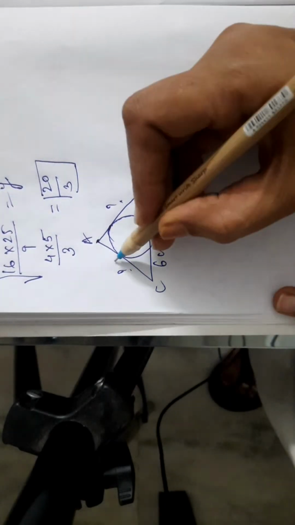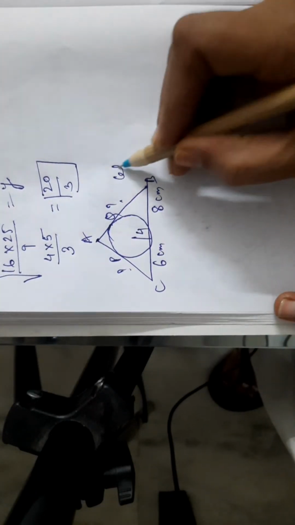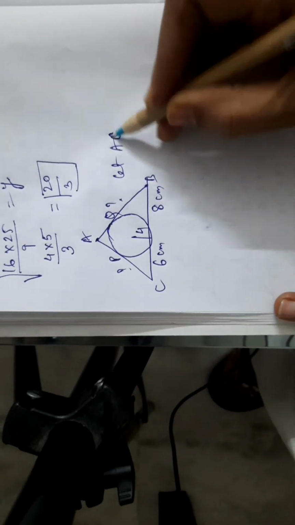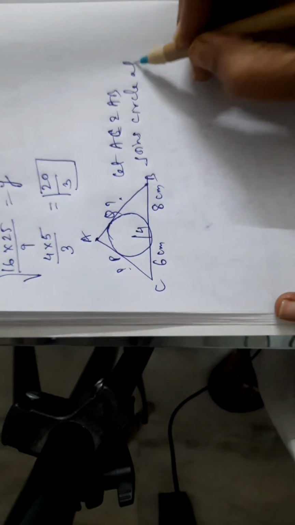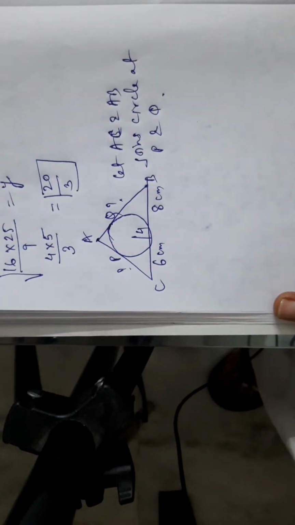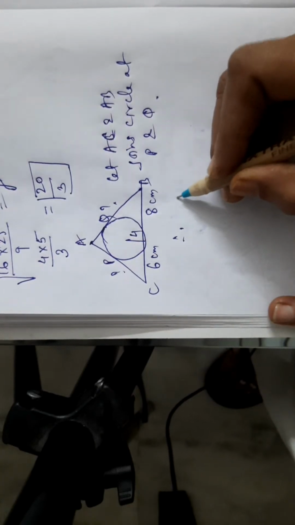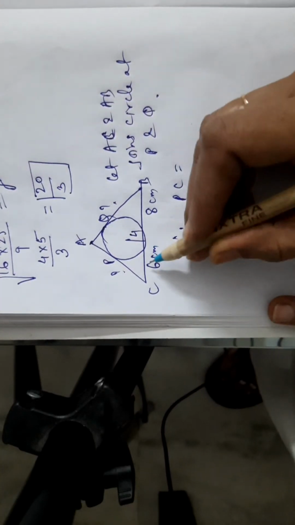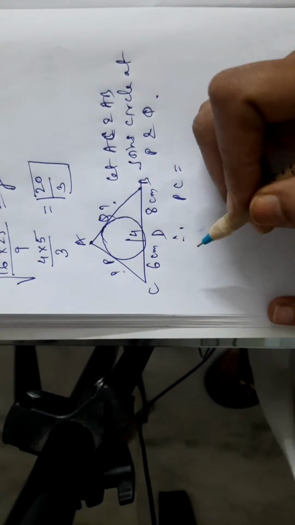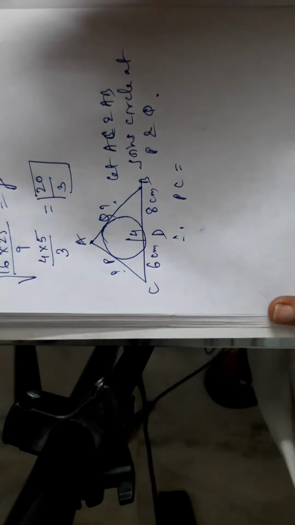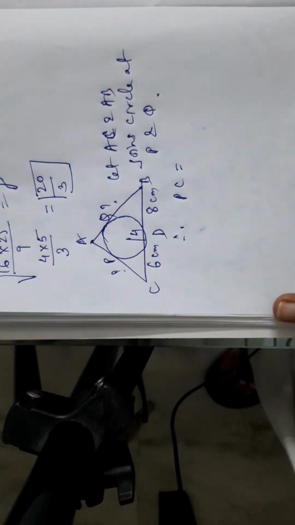So here we'll consider, let the tangents AC and AB join the circle at P and Q. Therefore, PC will be equal to, if I consider this to be, okay, nothing is given, so I considered P and Q. So as per your wish, you can consider any of the values.